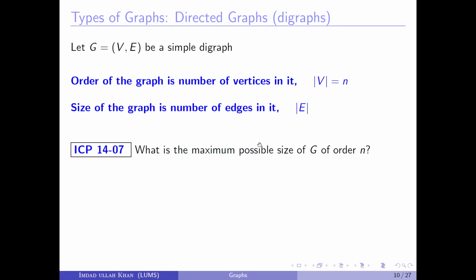So the question is, what is the maximum possible size of G of order n? Take a moment over here, pause the video, and try to visualize some directed graphs. They are simple directed graphs, which means we are not talking about multigraphs or pseudographs. Try to figure out the maximum possible size of G, meaning at max how many edges we can fit in a directed graph.